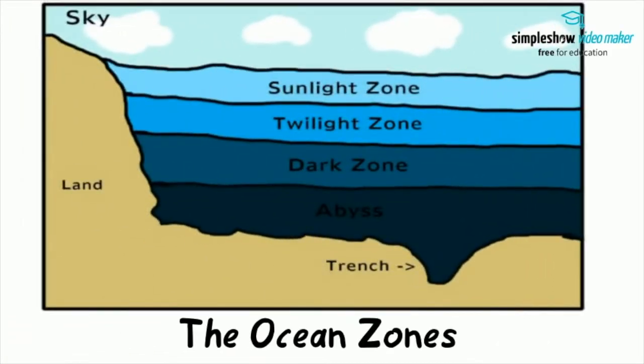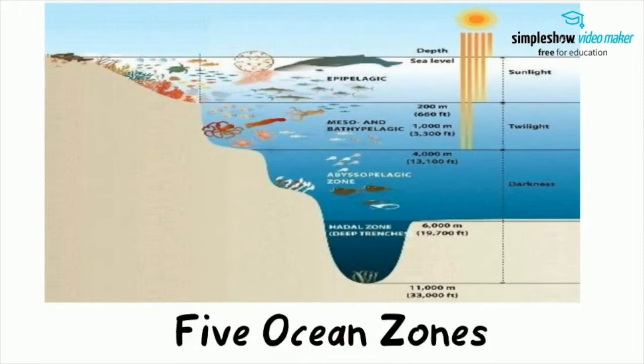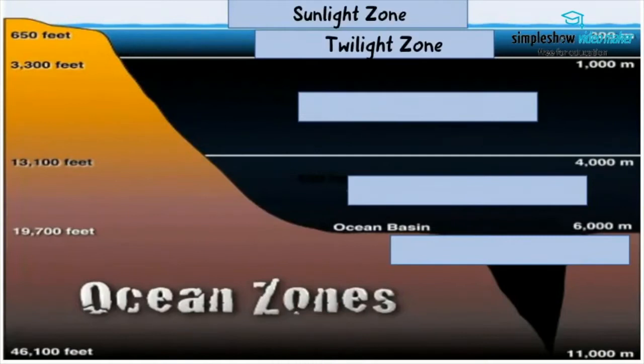The ocean zones. The ocean is divided into 5 zones. These are the sunlight zone, twilight zone, midnight zone, abyssal zone and the trench zone.